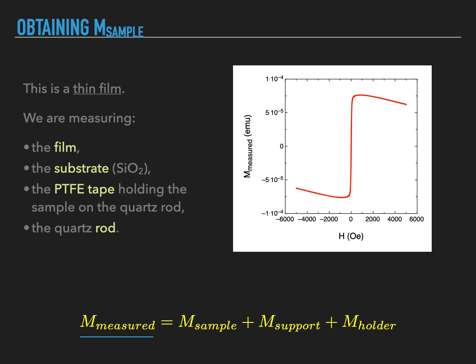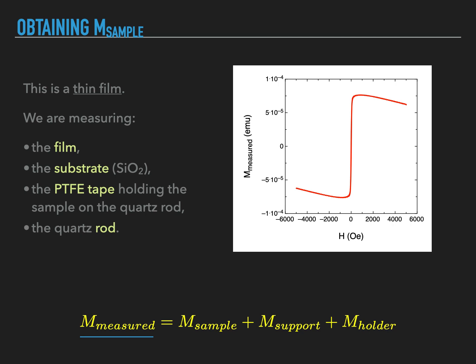Let's make an example with a thin film, so a material that is thin enough that the background contribution of the holder and the support are not negligible. In the figure you can see the measured magnetic moment coming from the magnetometer, and you can immediately see that there's something strange because of that negative slope where you should expect saturation.